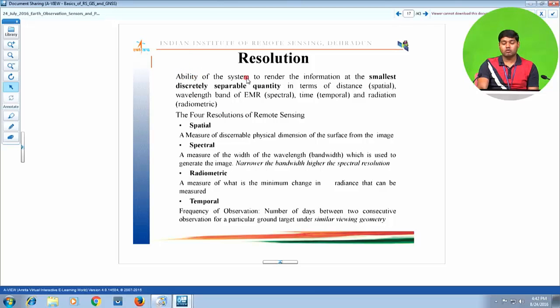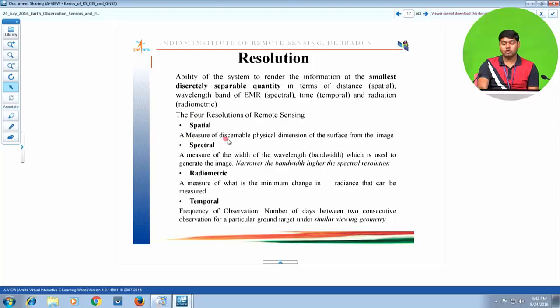Resolution is the ability of the system to render information at the smallest discretely separable quantity in terms of distance, which is related to your pixel size. Wavelength band is related to the number of bands present in your data sets. Time means how frequently you are acquiring data for the same area. And radiation, the number present in the digital image, the radiometric value, plays an important role. Depending on that, it is categorized into four types: spatial, spectral, radiometric and temporal.